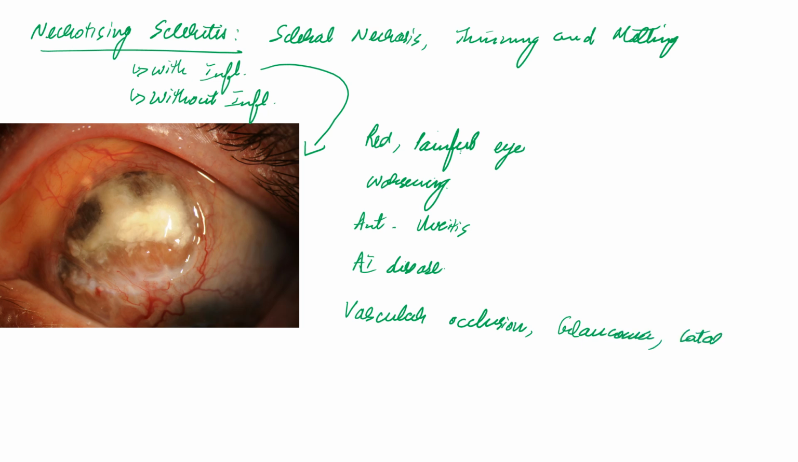cataract, sclerosing keratitis, and peripheral corneal melting. Remember, the 5-year mortality from associated systemic disease in case of necrotizing scleritis with inflammation is around 25%. So, we need to properly investigate such cases and find the underlying cause.